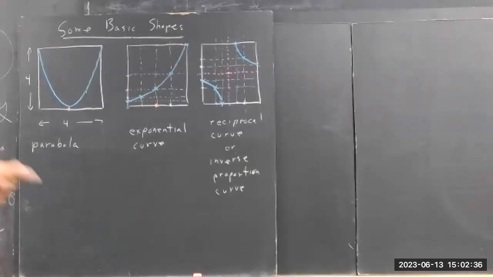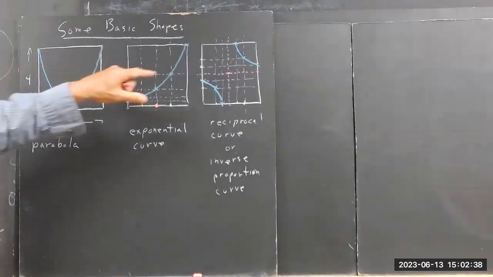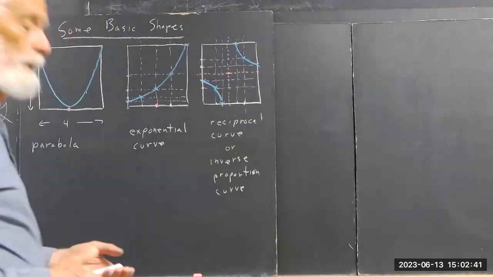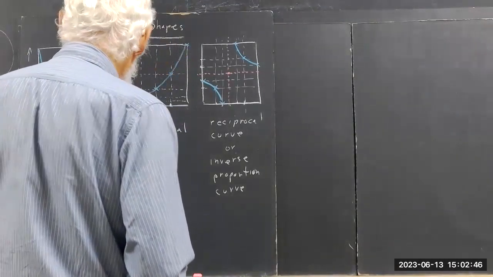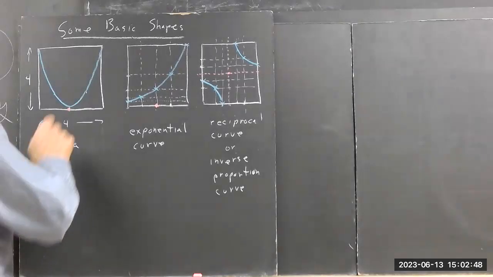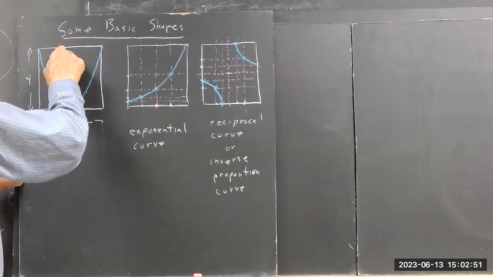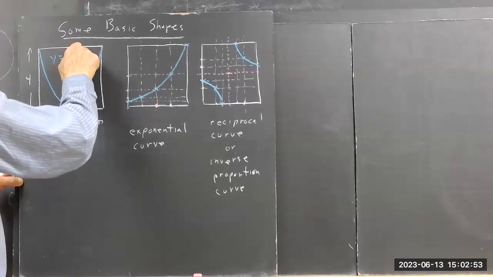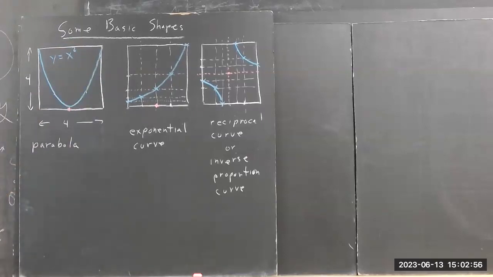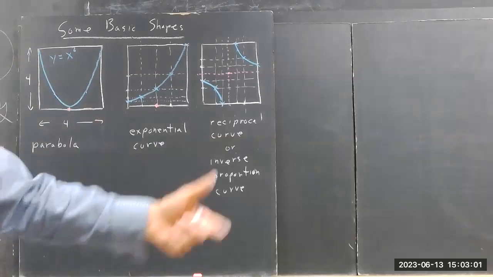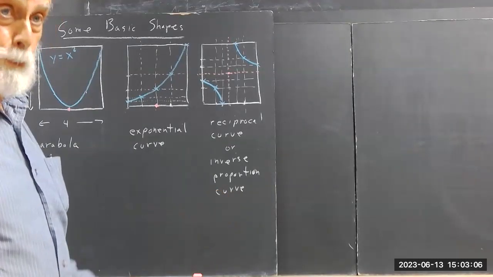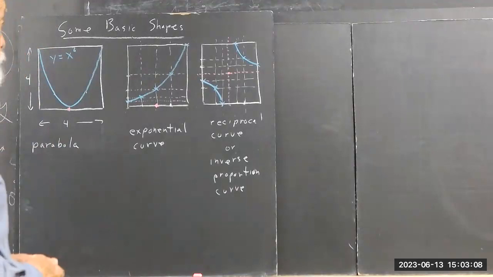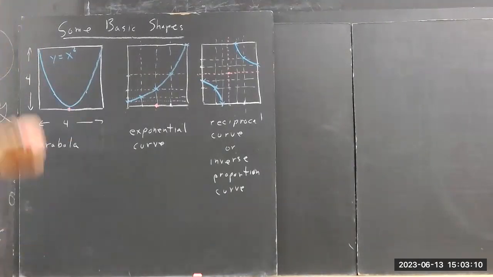Okay, each of these shapes is associated with a specific function. And the function for this shape is y equals x squared. If we can construct a graph of y equals x squared, by construct, I mean construct. Don't punch it into Desmos or your calculator and let it do the work. Make it yourself, okay? And I'll give you more instructions shortly on how that's done.